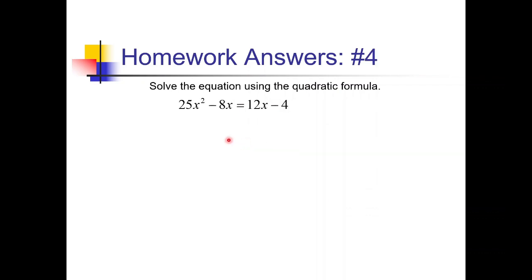For this problem, they're urging us to solve this equation with the quadratic formula.